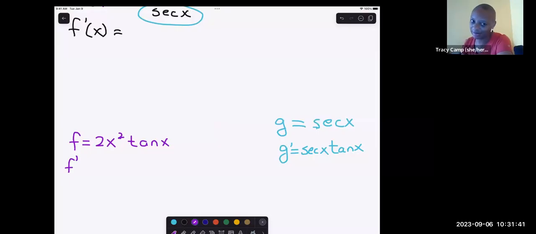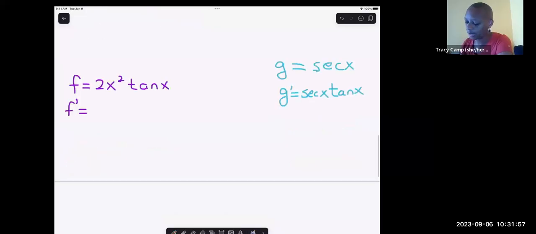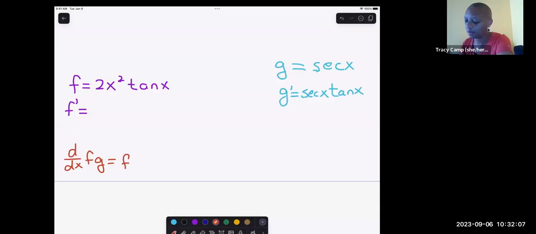because here we have a product, which means we have to use the product rule. The product rule says that if you're multiplying two functions, so if I have F times G, the derivative of that is F prime G plus F G prime.